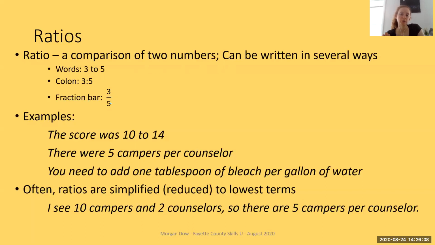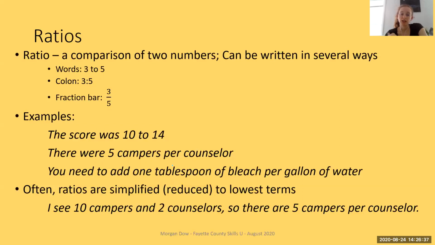So let's think of some real life examples here. The first one I have is the score was 10 to 14. Right? We're watching a game, talk about the points of the two teams. Second example, there were 5 campers per counselor. So we've got 5 campers and how many counselors? 1, right, per counselor. So that's a ratio of 5 to 1, 5 campers to 1 counselor.